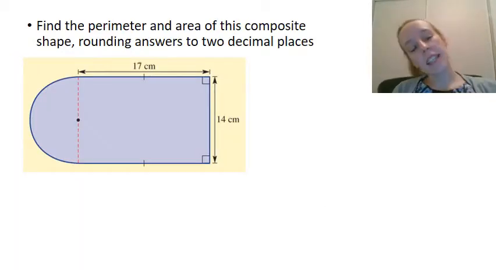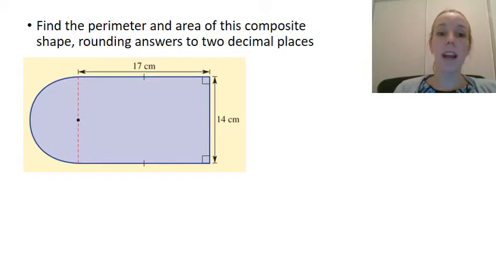Okay, so our last example here is find the perimeter and area of this composite shape, rounding answers to 2 decimal places. A composite shape is obviously a shape that's made up of more than one simple shape. If we look at this one, we have a rectangle and a semicircle, so half of a circle there. The first thing it wants us to do is calculate the perimeter, and the perimeter is the sum of all sides.